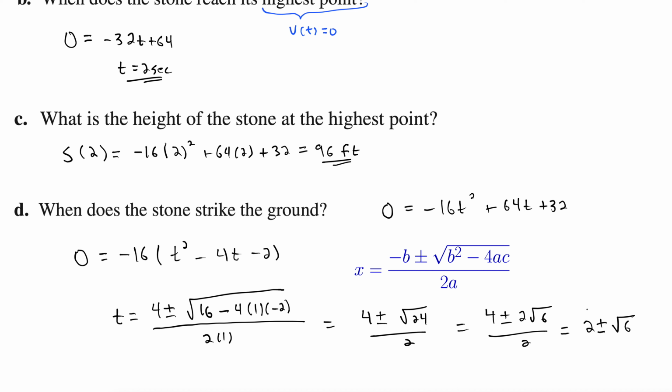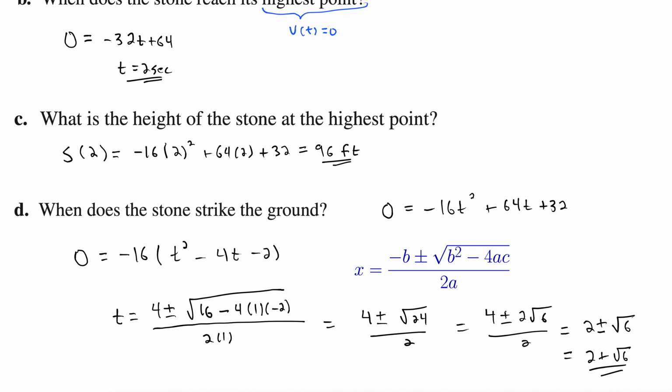Now, if we were to compute 2 minus rad 6, that would give us a negative, and we're not really interested in negative time in this case. So let's just keep the positive case. So 2 plus rad 6.